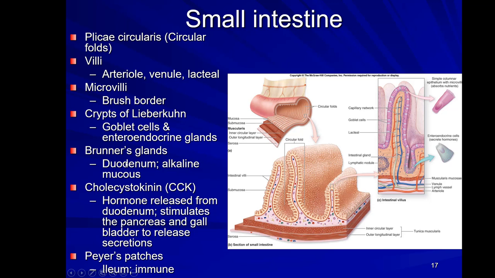So other unique things about the small intestine: in the duodenum, which is that first part, you have these glands called Brunner's glands that secrete some mucus, and this is one way you can identify through a microscope what part of the small intestine you're looking at. If you see the Brunner's glands, you're looking at the duodenum. Alternatively, there are Peyer's patches, which you've heard of before, in the ileum, and those have an immune function. That's mucosa-associated lymphoid tissue. And then cholecystokinin is a hormone also released in the duodenum. It stimulates both the pancreas and gall bladder to start releasing their secretions, and we'll talk about those shortly.